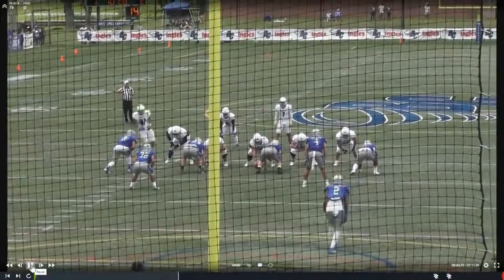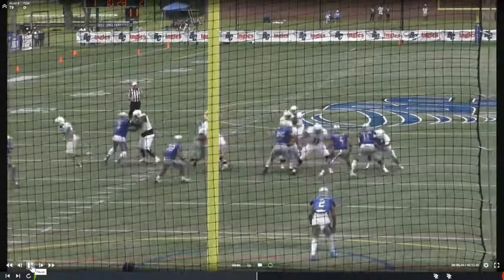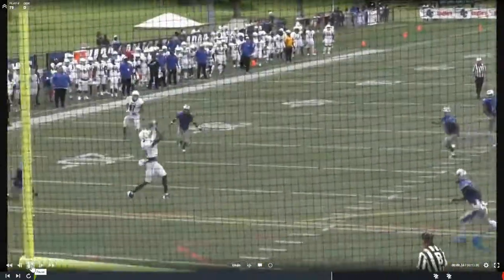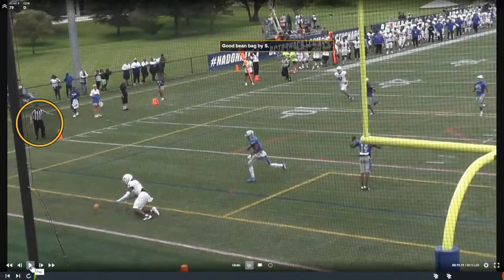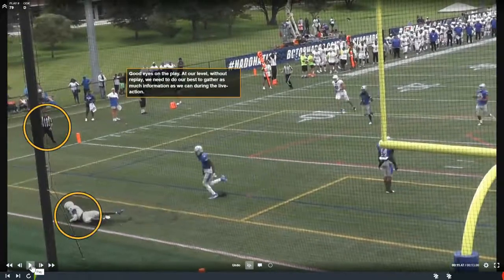From this angle, we'll get to see the deep wing. We see the deep wing do the same thing. A toss of the beanbag to the location where the fumble occurs, and then all eyes are on the loose ball in the end zone.